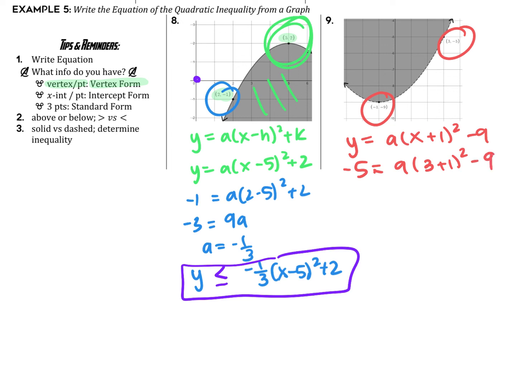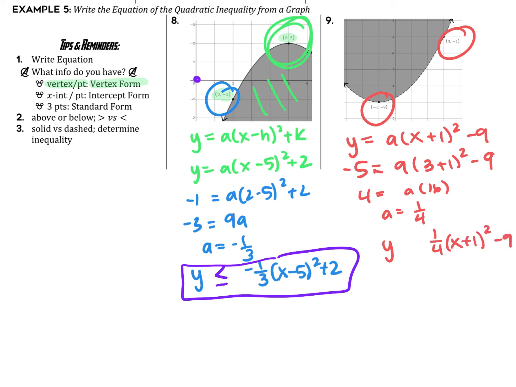I'm going to add 9 to both sides, so that's going to give me 4 equals a times 16, since 3 plus 1 is 4 and I'm squaring it, which means a is going to be 4 over 16 or 1/4. So y equals 1/4 times (x plus 1) quantity squared minus 9.